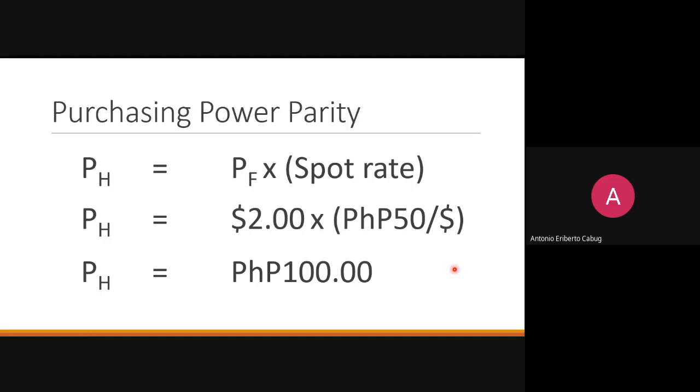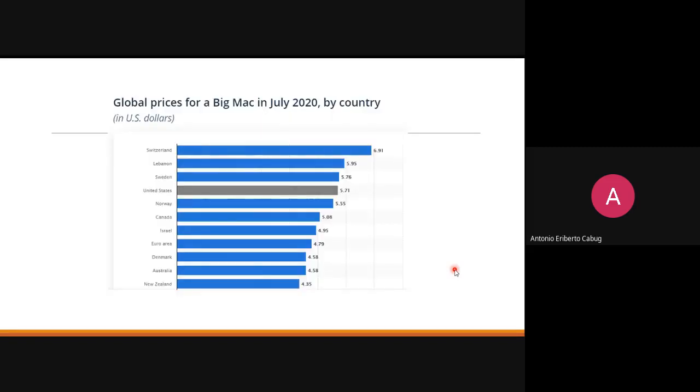Okay. While waiting for your response, I'm now going to discuss something. You can find here the global prices for Big Mac in July 2020 by country. This is the global prices for a Big Mac, the largest McDonald's burger. If you go to the United States, the Big Mac costs approximately $5.71.